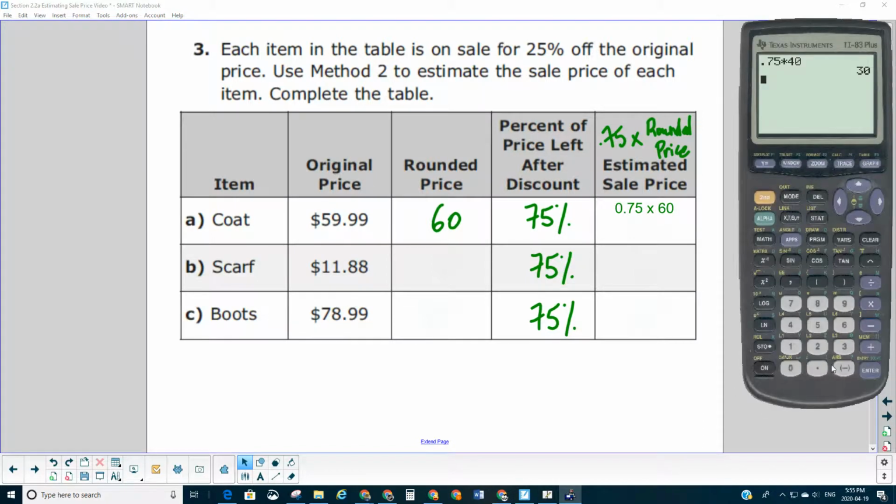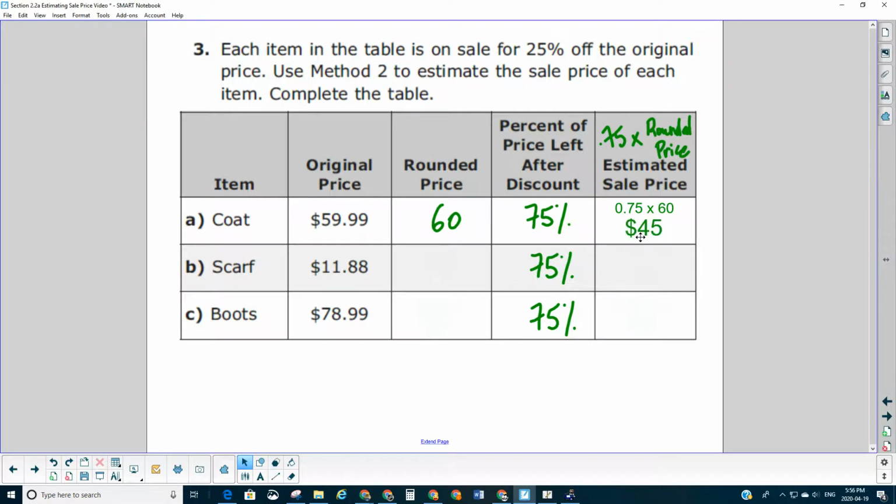We'll check that on our calculator. 0.75 times 60, and it's $45. So our estimated sale price is $45. You can imagine if you got up to the till, $59.99, it's going to be a little bit less than that. But this is a good estimate.